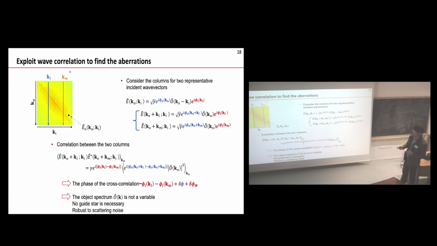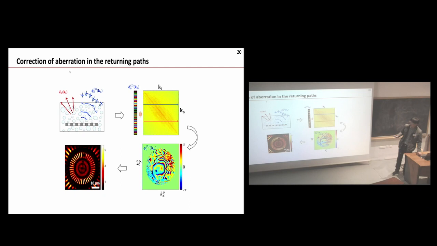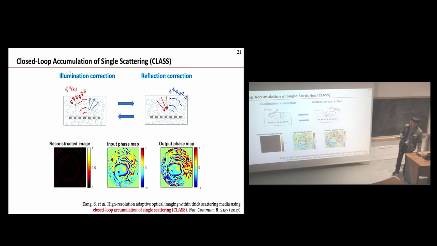What I mean by this is that I just illustrated here comparing one column to another. But in the actual implementation, we compare one column with all the other columns in a coherent way. So the SNR of finding this phase scales with n, which means even if multiple scattering is n times stronger, you can still find the solution. That's the robustness of the algorithm. As I mentioned, you do this computation, find the input aberration, and then you go to the output side and correct the output aberration. You do this sequentially.